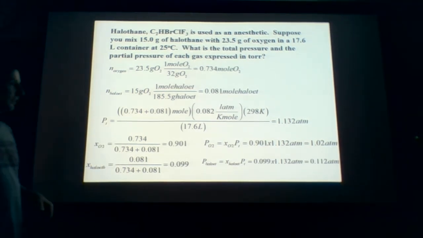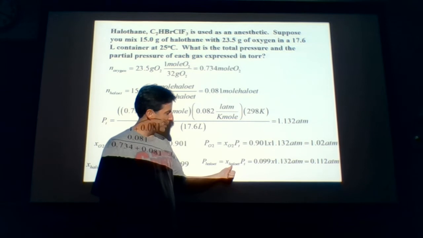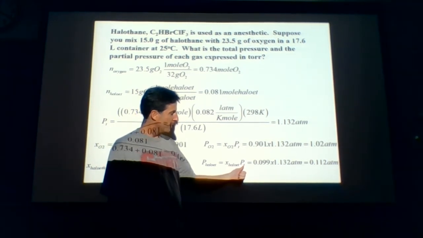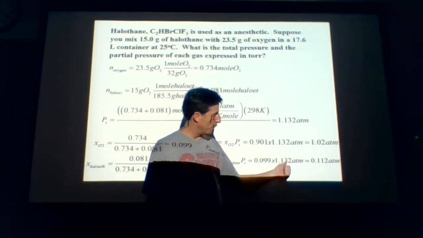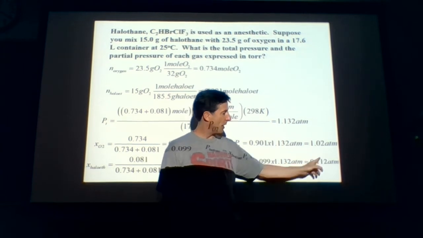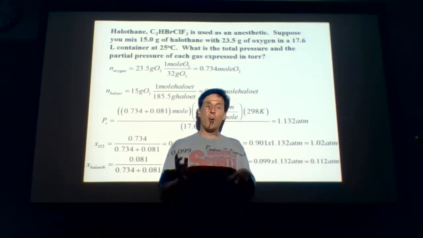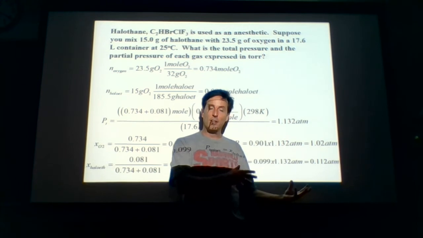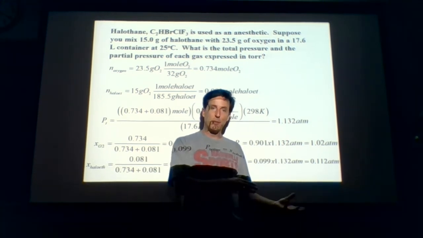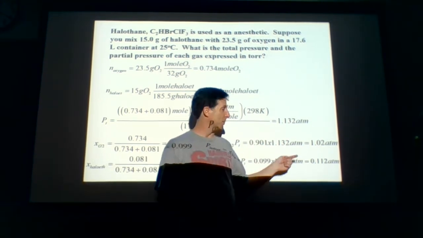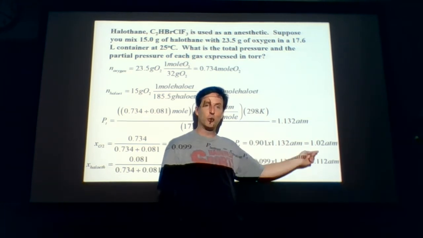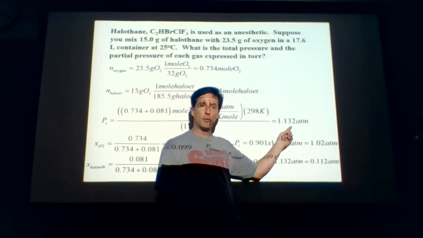For the halothane, again, the mole fraction of the halothane times the total pressure, so 0.099 times 1.132, it's only giving off 0.112 atmospheres. There aren't as many of those molecules in the container, so that's why they give off less pressure. But what I experience is going to be the sum of these two. So the sum of my two individual pressures equals my total pressure.